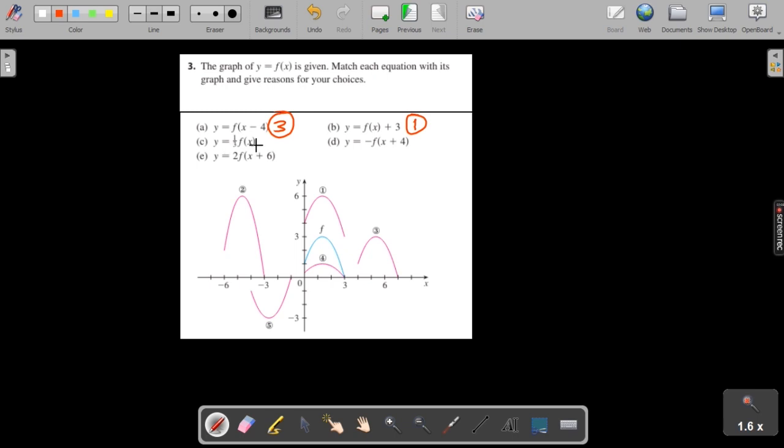Okay, then c, we have 1 over 3 f of x. So this is us shrinking the function f of x, and we're going to decrease its amplitude. All of the other functions have quite a similar amplitude or a bigger amplitude, but this is the only function that has a smaller amplitude, which supports that we have shrunk the function. So this would be 4, the smaller one, which has been shrunk, and it has a smaller amplitude.